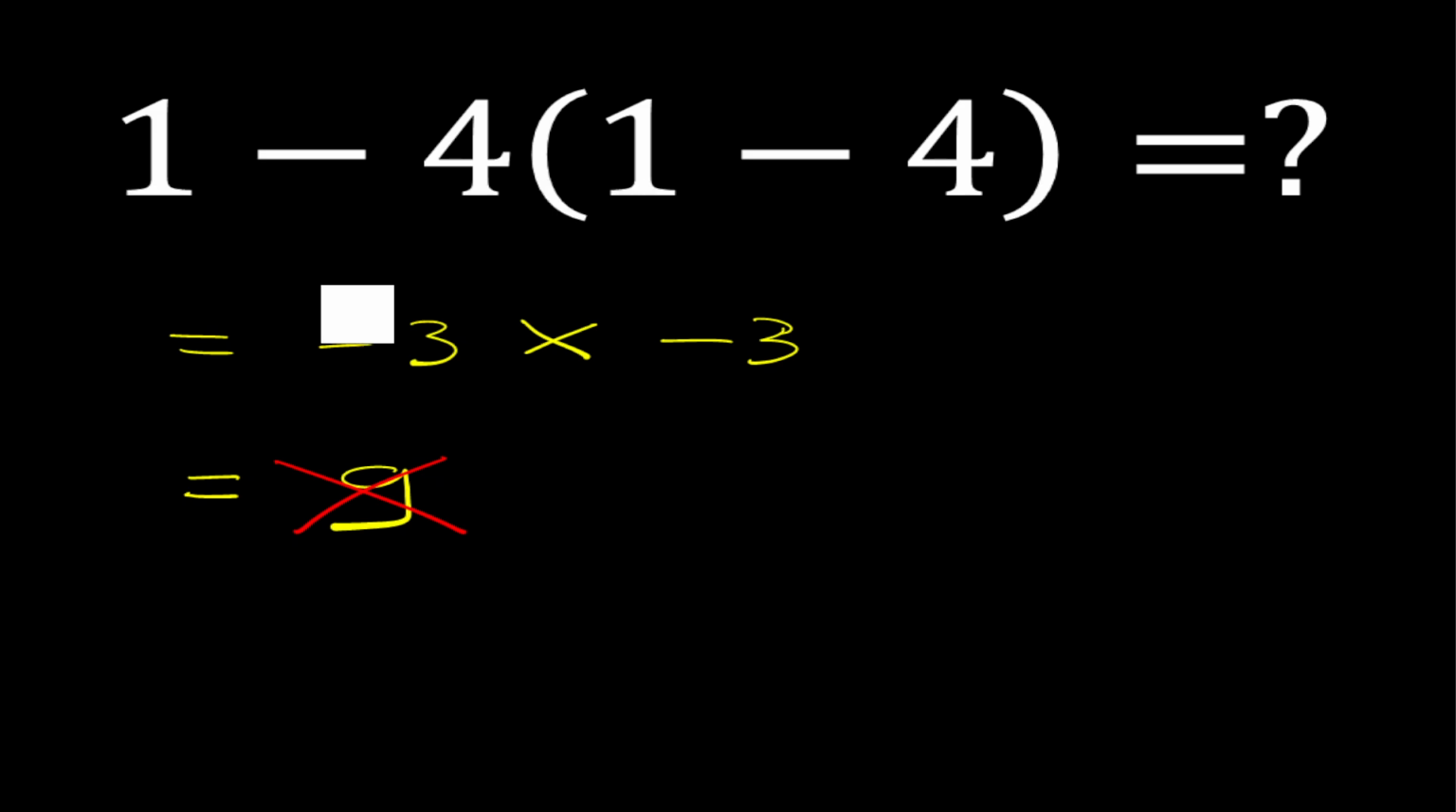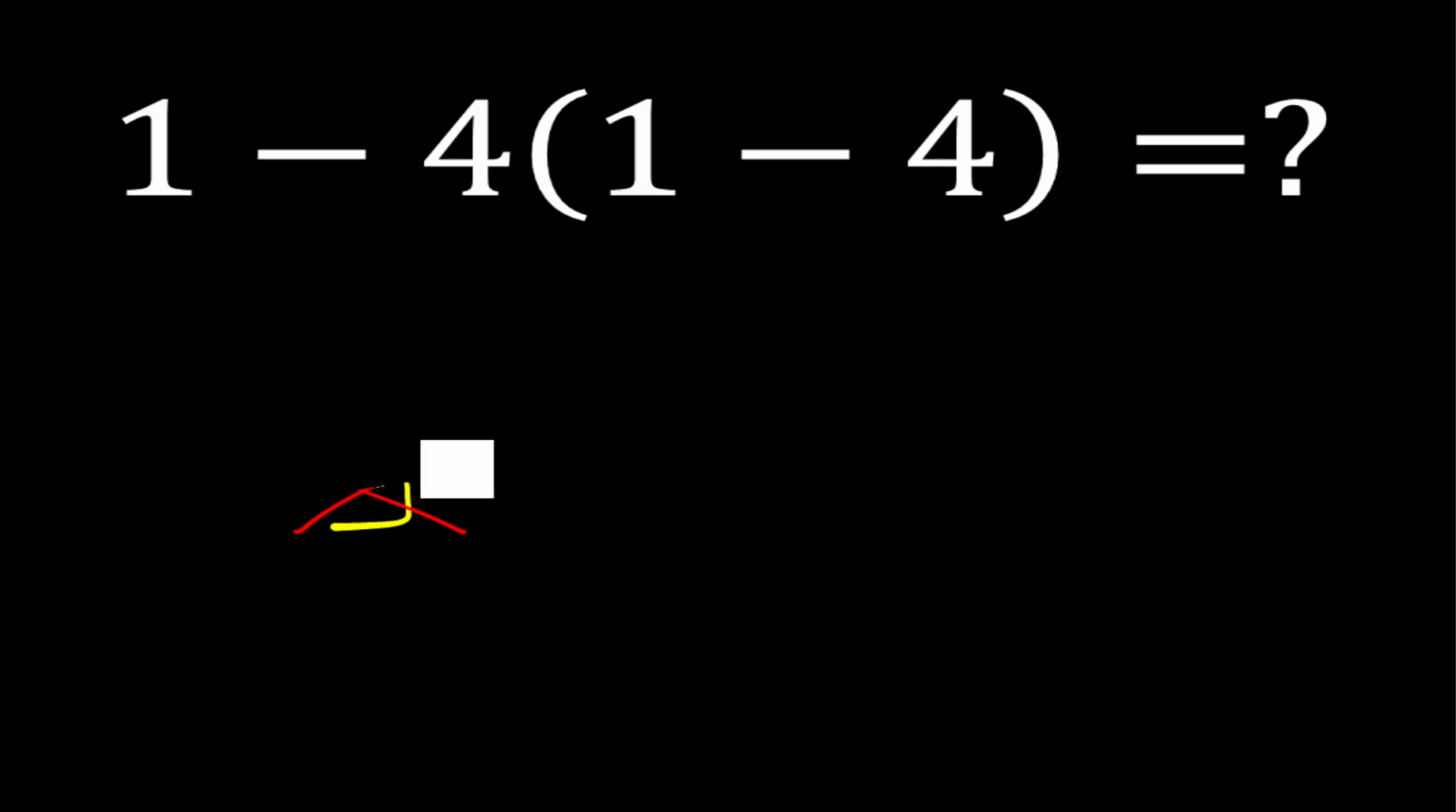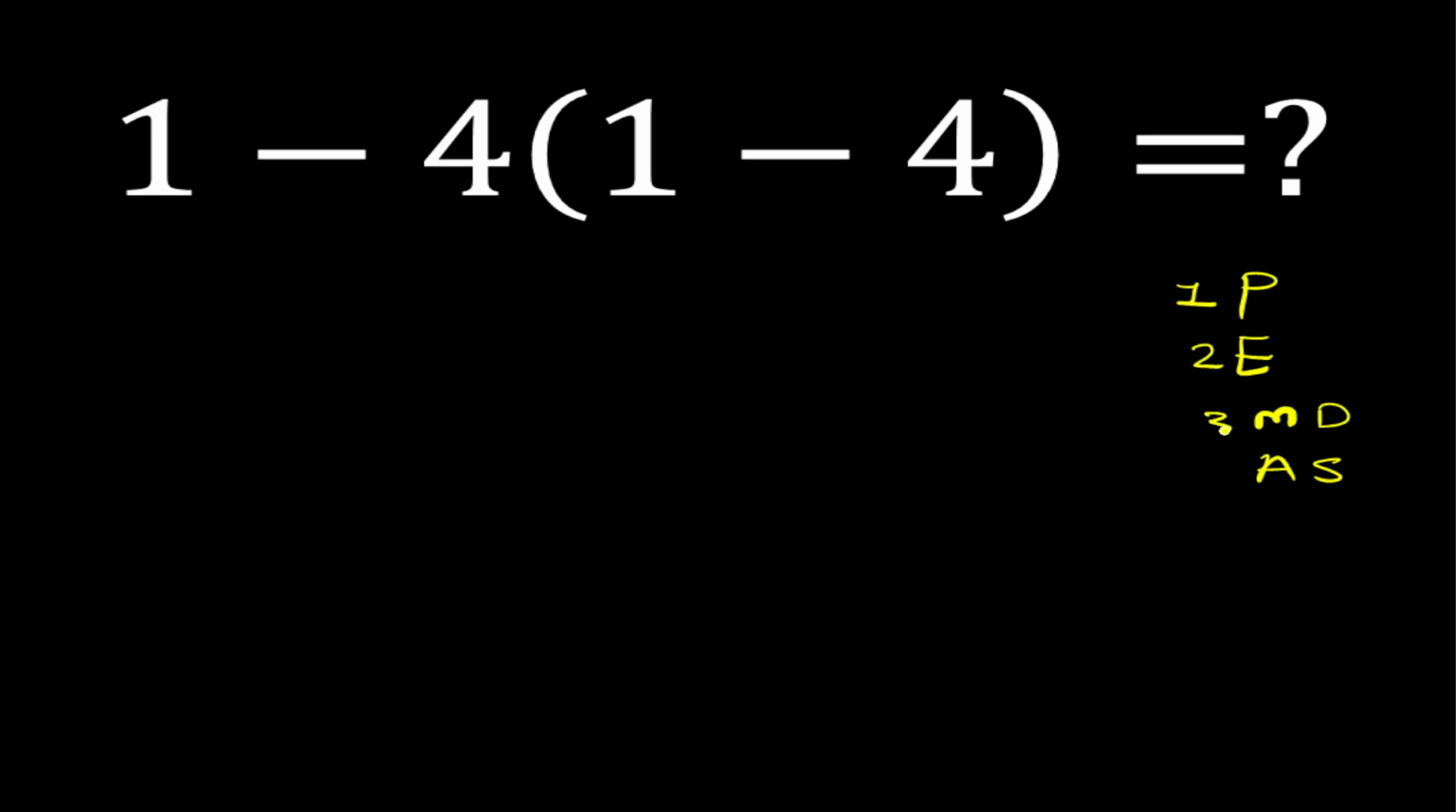So now let's solve this problem correctly by using a PEMDAS rule, right? So PEMDAS: P, E, M, D, A, S. According to PEMDAS rule, first priority is parentheses, second priority is exponents, third priority is multiplication and division. Here multiplication and division both have equal priority, so we have to solve it from left to right. Fourth and last priority is addition and subtraction. And also addition and subtraction both have equal priority, so we have to solve it from left to right.